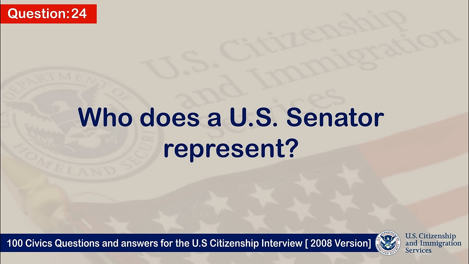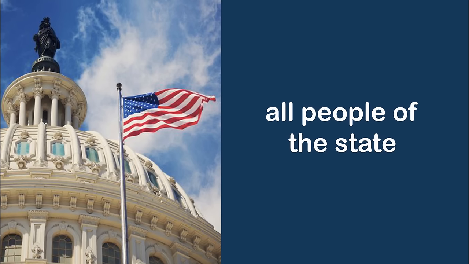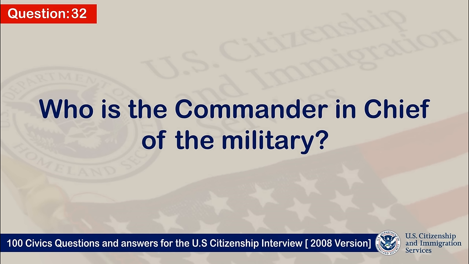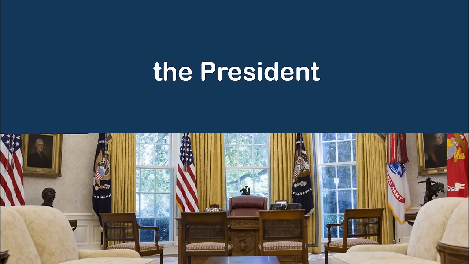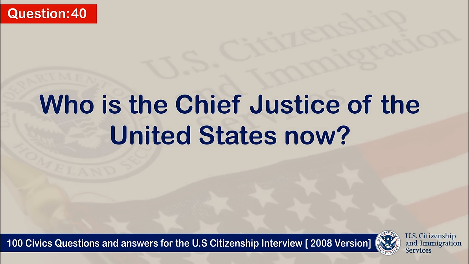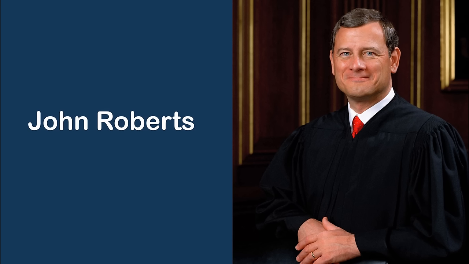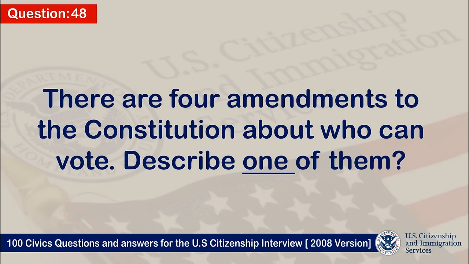Who does a U.S. senator represent? All people of the state. Who is the commander-in-chief of the military? The president. Who is the chief justice of the United States now? John Roberts. There are four amendments to the Constitution about who can vote. Describe one of them.